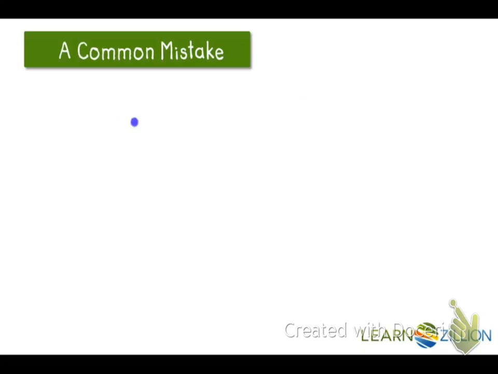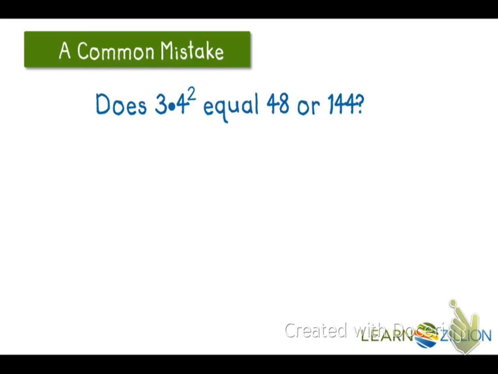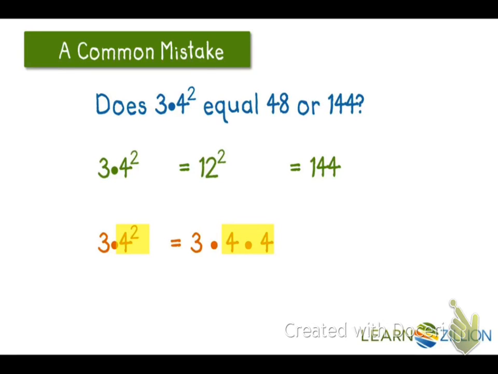Back to our original question. Does 3 times 4 to the second power equal 48 or 144? Those of you who got 144 probably multiplied this 3 by the 4 to get 12. Then you raised that to the second power by multiplying it by itself, and you got 144. Those of you who got 48 realized correctly that the only base being raised to the second power is 4. So we should only multiply 4 by itself, not the product of 3 times 4.